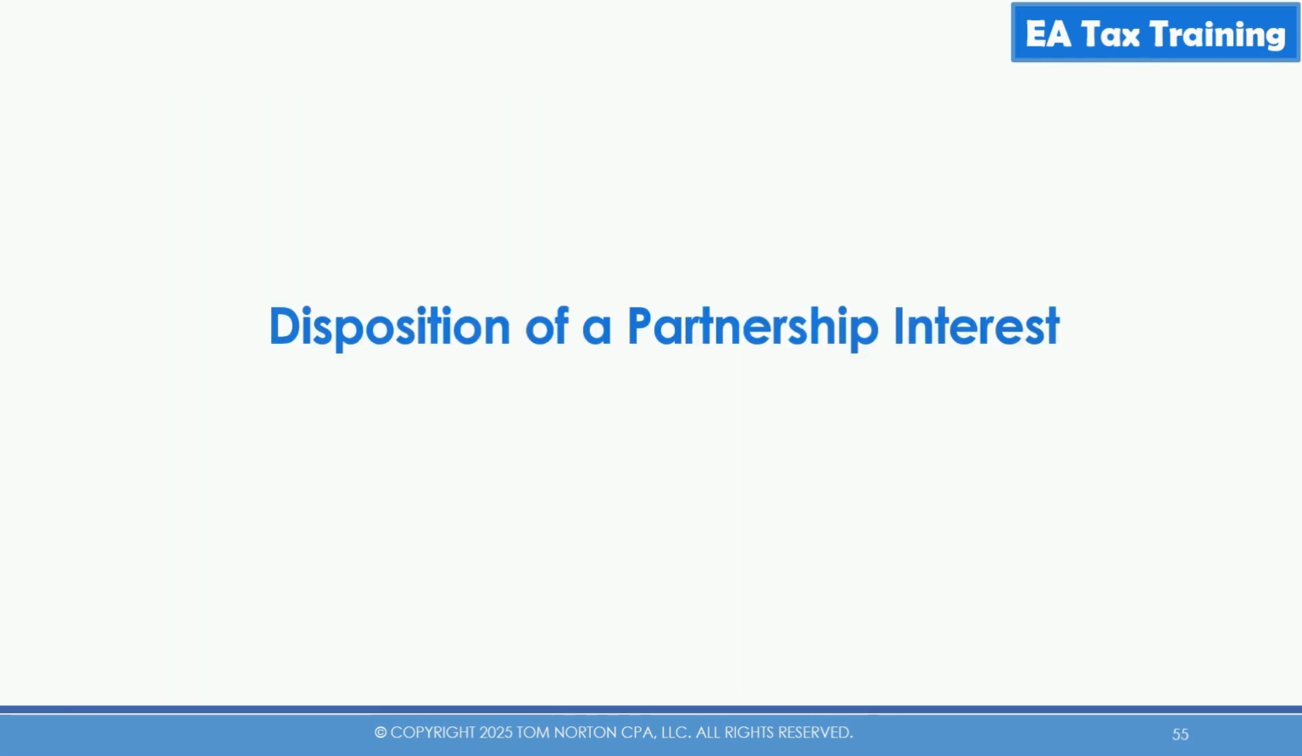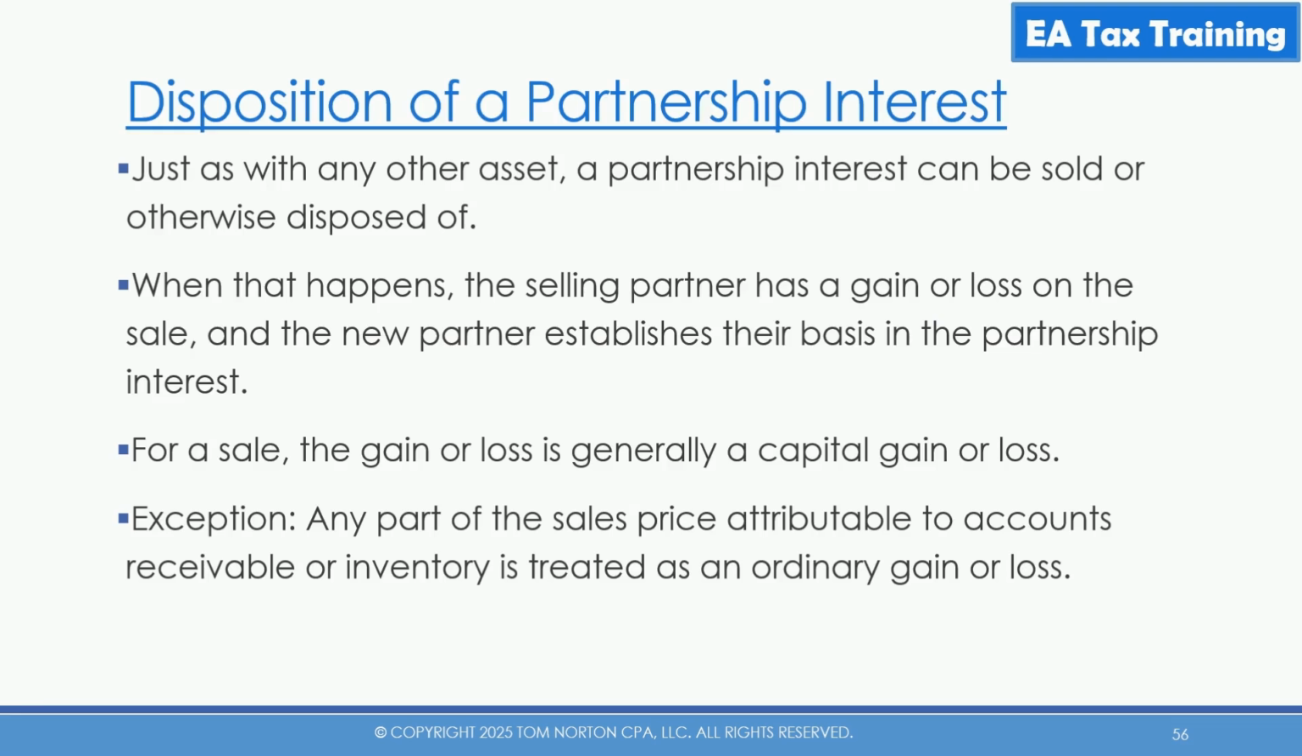Disposition of a partnership interest. So, just like with any other asset, a partnership interest can be sold or otherwise disposed of. When that happens, the selling partner has a gain or loss on the sale, and the new partner establishes their basis in the partnership interest. For a sale, the gain or loss is generally a capital gain or loss, but there is an exception. Any part of the sales price that is attributable to accounts receivable or inventory is treated as an ordinary gain or loss. So remember, accounts receivable and inventory are not capital assets. And so any part of the gain that is attributable to them will not be a capital gain or loss.